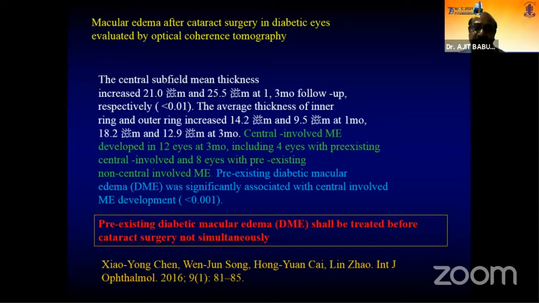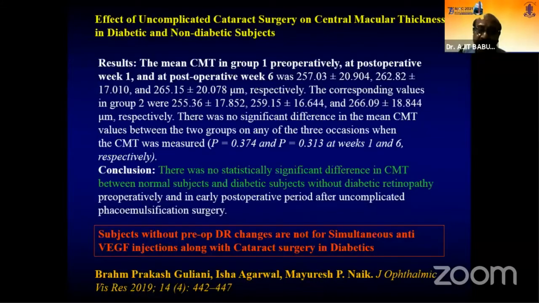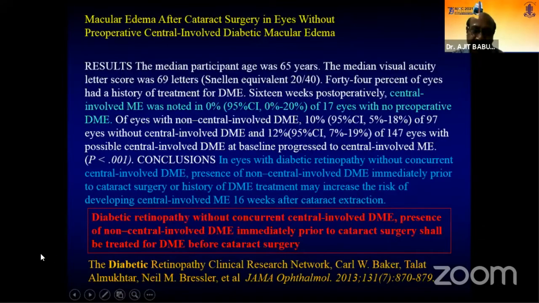And pre-existing diabetic macular edema should be treated before cataract surgery rather than simultaneously. You dry the macula, then go for cataract rather than leaving it wet. And subjects without pre-existing diabetic retinopathy changes are less likely to progress, so these cases do not require simultaneous anti-VEGF injections. This very paper you also had quoted.